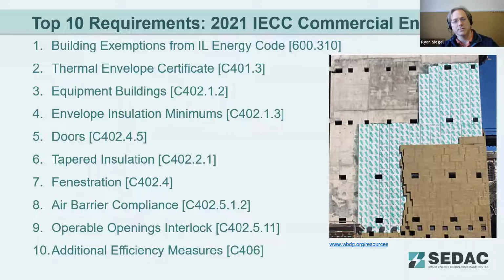Thank you, Sean. So here's an overview of the 10 areas that we're going to be looking at, beginning with exemptions from the Illinois Energy Code, then moving on through the certificates, touching on some equipment, buildings, and insulation minimums for the envelope and doors. Tapered insulation has been a notable change. Fenestration and air barrier compliance is another major change. And then operable openings, interlock, and some additional efficiency measures have been changed from the 2018 to the 2021 IECC.